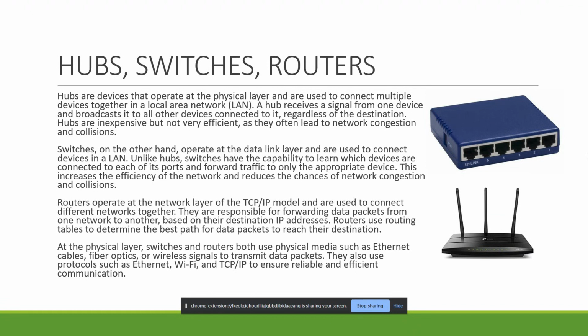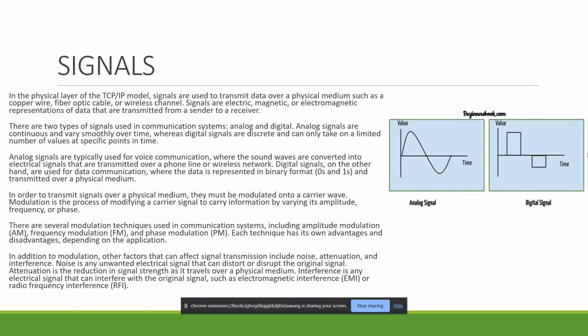At the physical layer, switches and routers both use physical media such as Ethernet cables, fiber optics, or wireless signals to transmit data packets. They also use protocols such as Ethernet, Wi-Fi, and TCP/IP to ensure reliable and efficient communication.